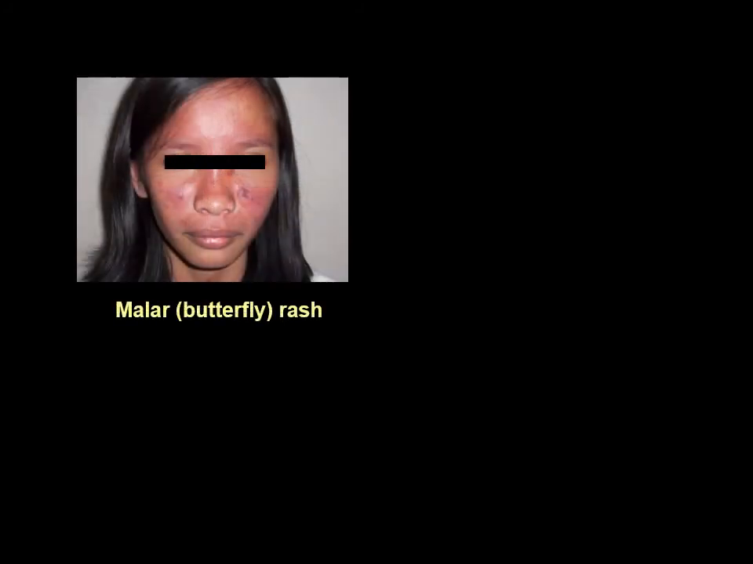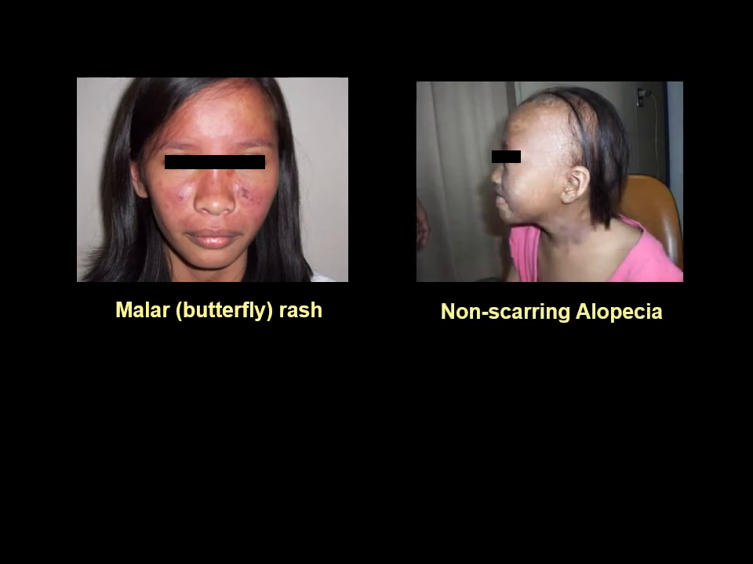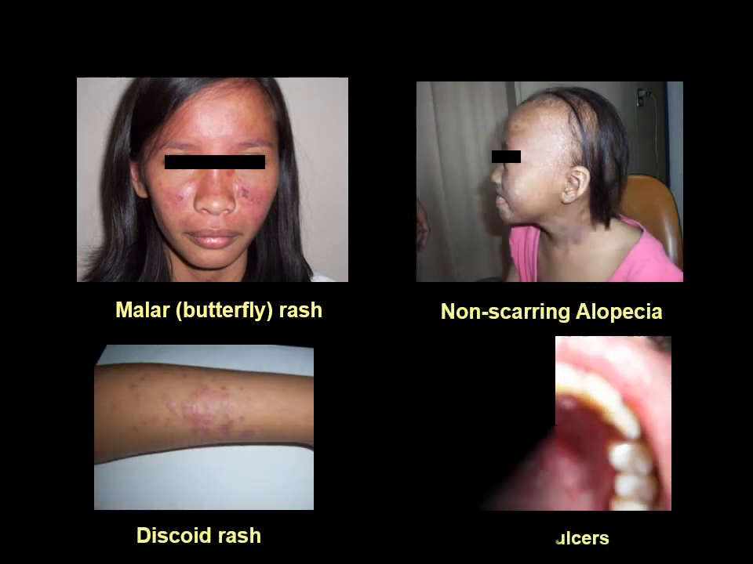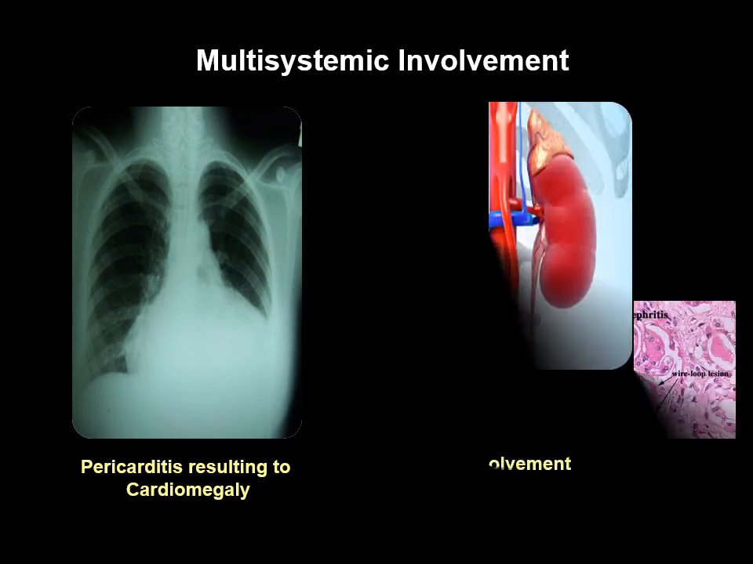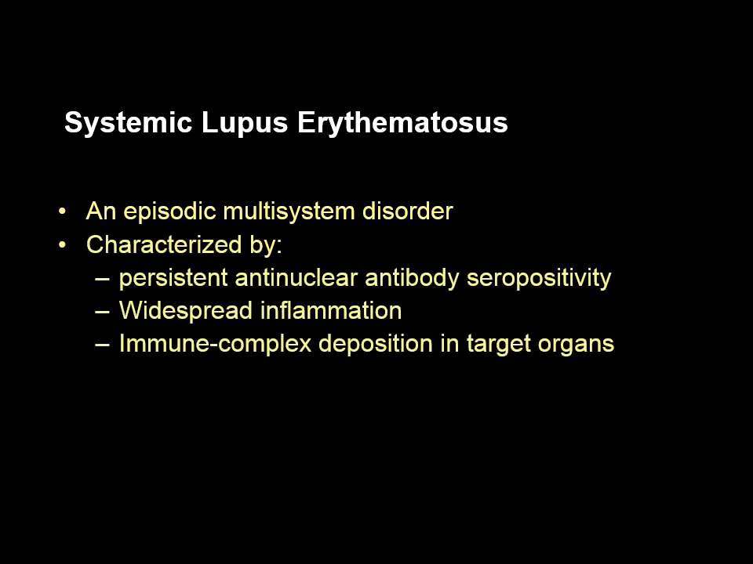In a child presenting with musculoskeletal pain associated with malar rash, alopecia, discoid rash, oral or nasal ulcers, or multi-organ involvement such as pericarditis or renal involvement, consider systemic lupus erythematosus. SLE is an episodic multisystemic disorder characterized by persistent anti-nuclear antibody seropositivity, widespread inflammation, and immune complex deposition in target organs.